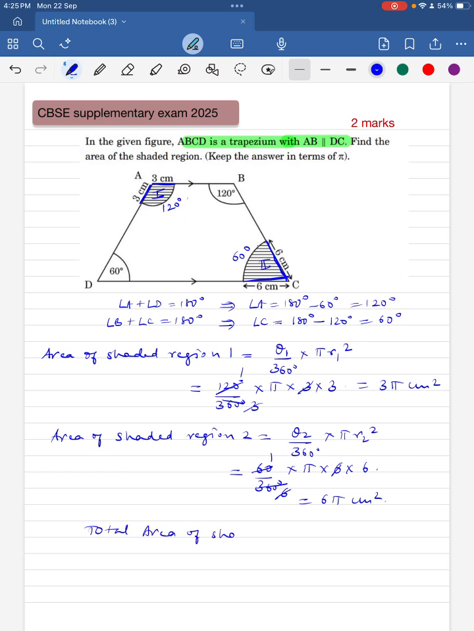So total area of shaded region is equal to 3 pi plus 6 pi, and that's equal to 9 pi centimeter square. Since they've asked us to keep the answer in terms of pi, you can leave your answer as 9 pi centimeter square.